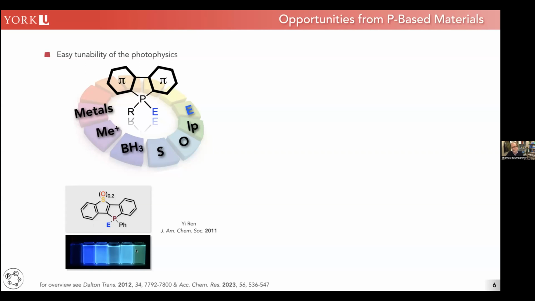And the end result is that we can make a wide series of materials that have different photophysical properties. And that's basically the end result of just modulating the LUMO, or bringing down the LUMO more and more. And so we get from a blue emissive compound to a green emissive compound.